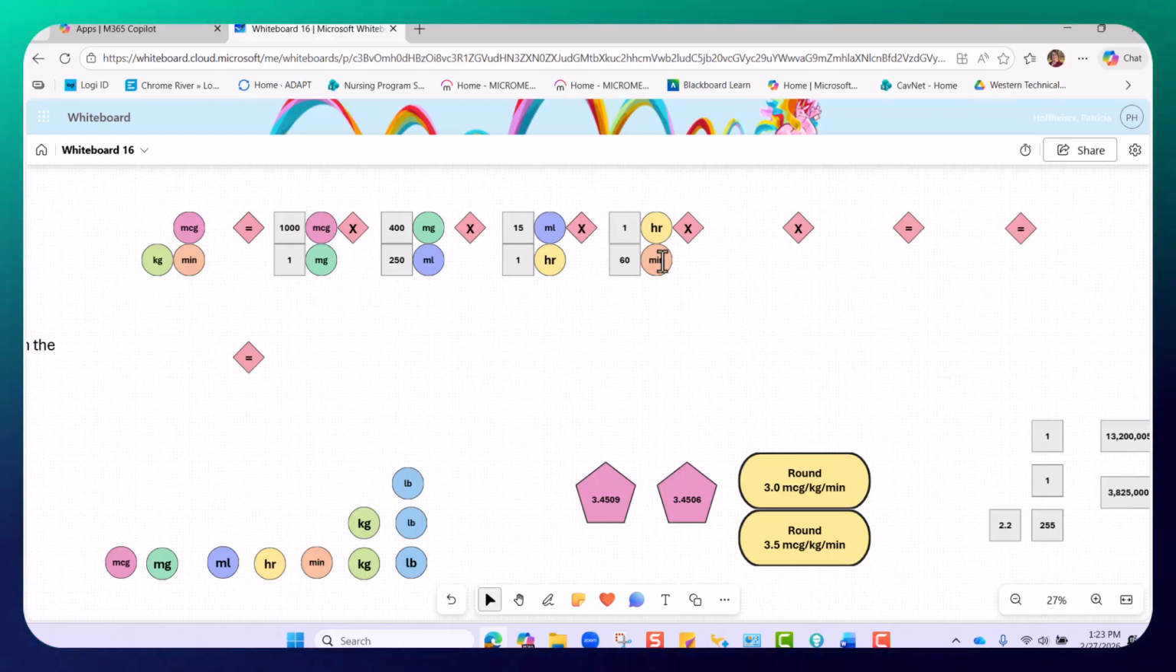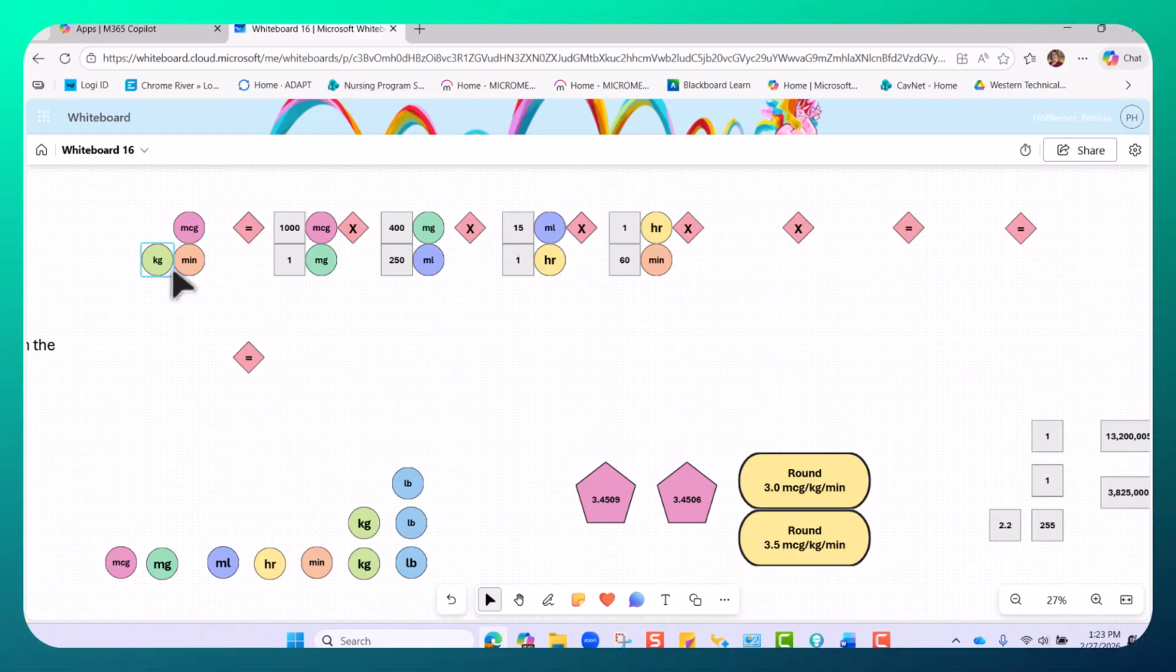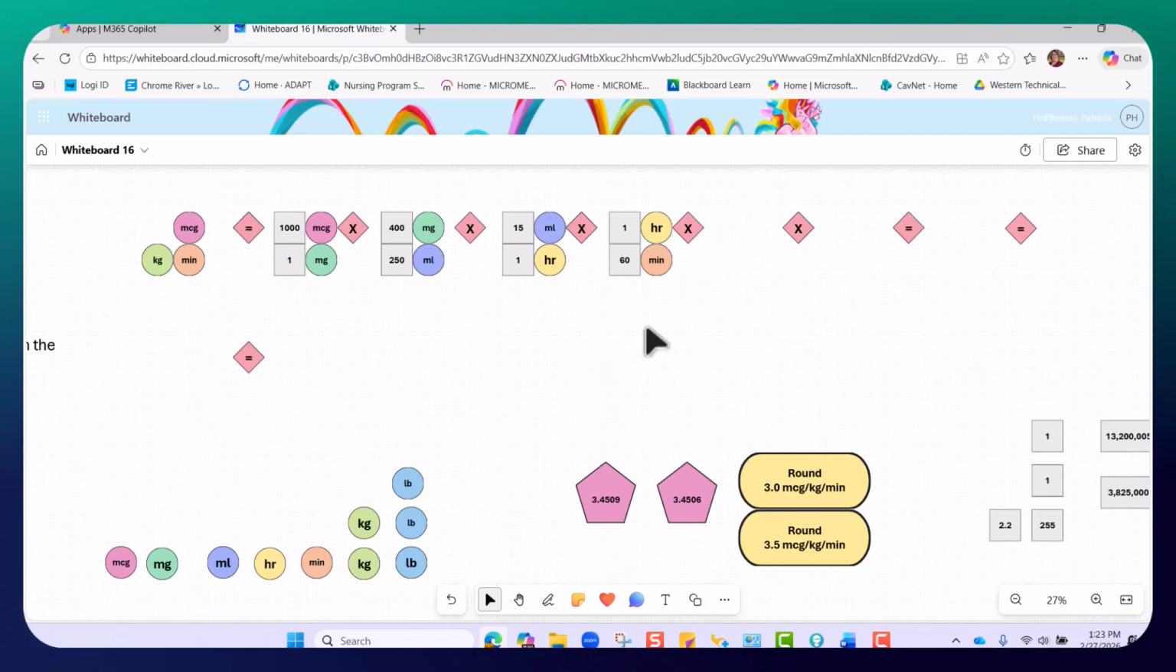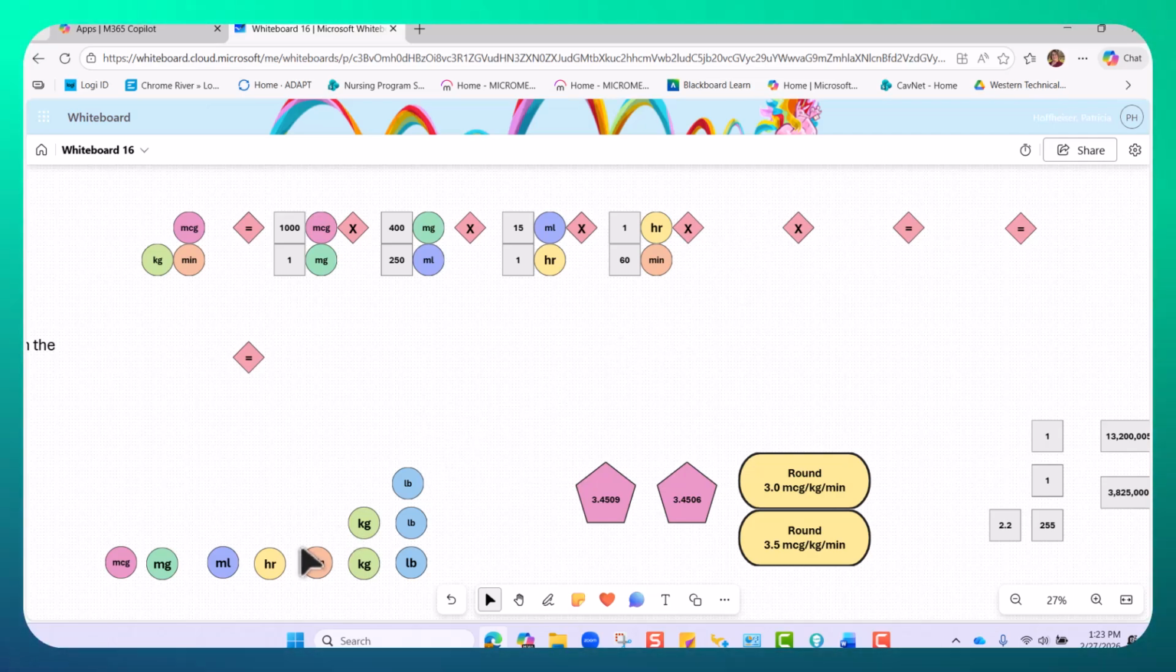I'm left with micrograms and minutes. That's the first part of my problem, micrograms and minutes. I've got those. I've got to do something about this kilogram thing. All right, I need kilograms to be on the bottom. So to get that, I'm going to have to put a conversion factor in because in my problem, they gave me the patient's weight in pounds. So we've got to put in our conversion factor.